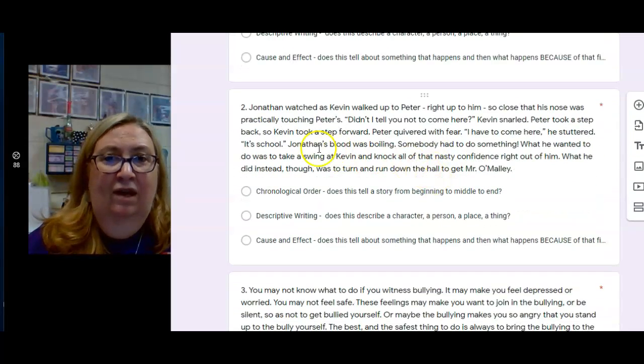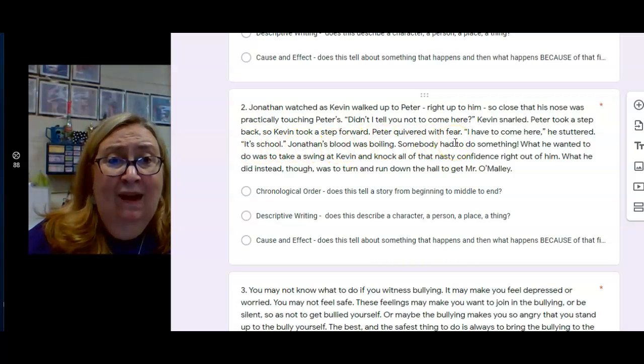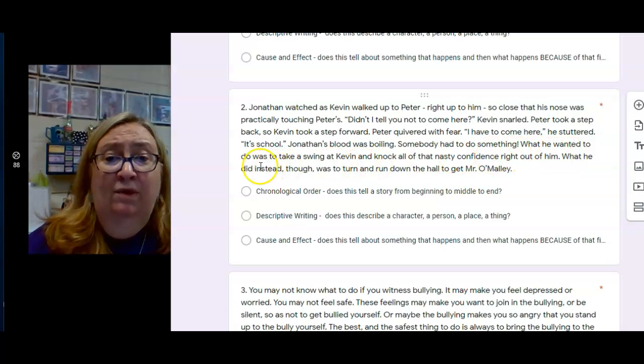Okay, let's look at this one. Jonathan watched as Kevin walked up to Peter, right up to him, so close that his nose was practically touching Peter's. Didn't I tell you not to come here? Kevin snarled. Peter took a step back, so Kevin took a step forward. Peter quivered with fear. I have to come here, he stuttered. It's school. Jonathan's blood was boiling. Somebody had to do something. What he wanted to do was take a swing at Kevin and knock all that nasty confidence right out of him. What he did instead, though, was to turn and run down the hall to get Mr. O'Malley. Does this tell a story from beginning to middle to end?